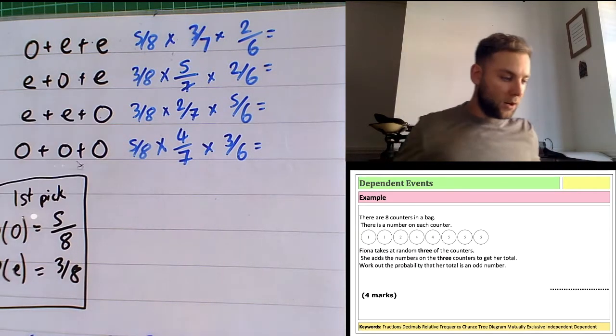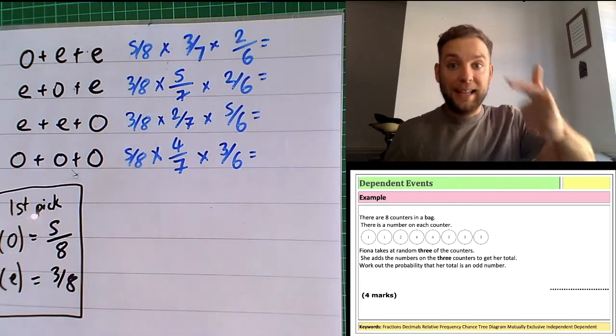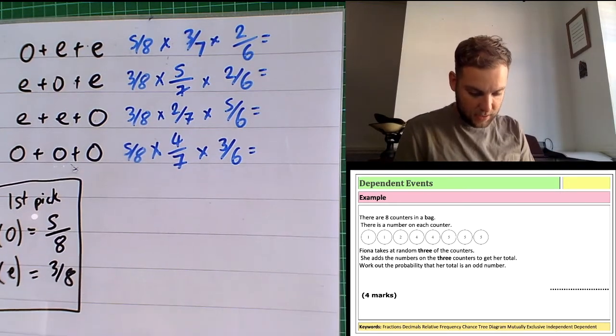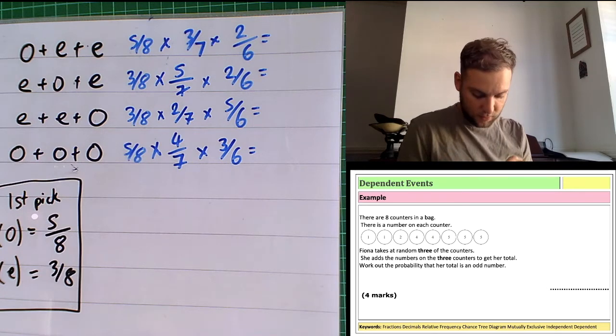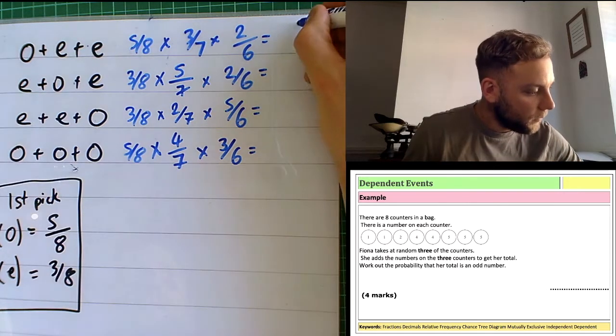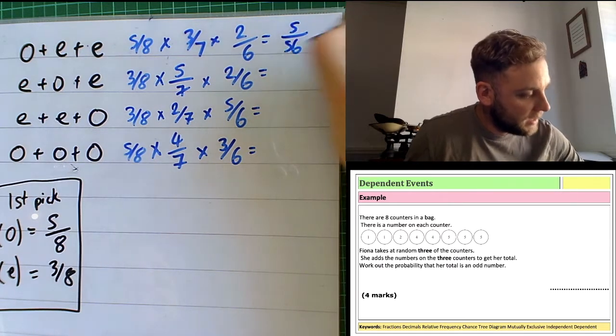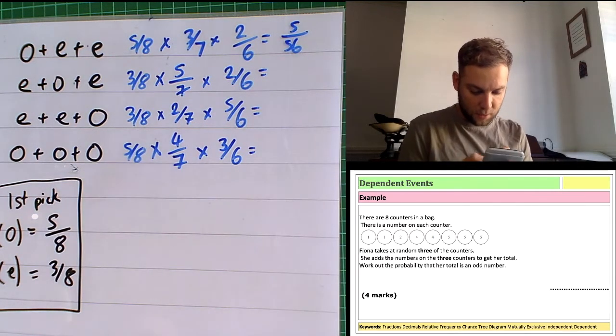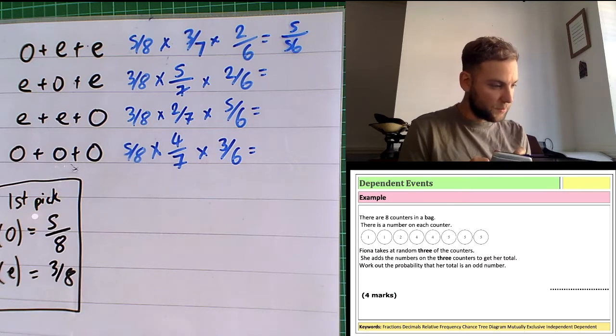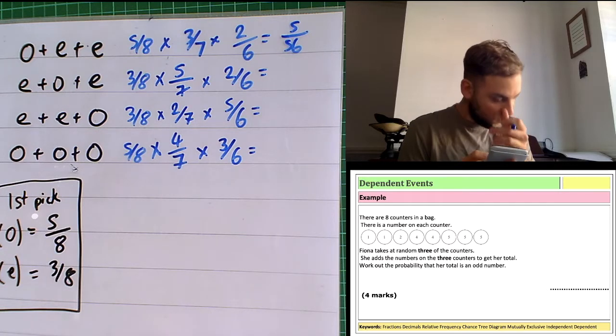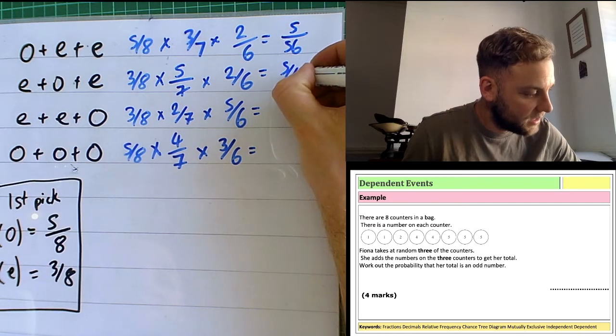So here, let's work out the probability of getting odd, even, even. That's going to be 5 over 8, times by 3 over 7, times by 2 over 6, which is equal to 5 over 56. Let's look at this next one. So 3 over 8 times by 5 over 7 times by 2 over 6, which is equal to, same, 5 over 56. Now this makes sense.